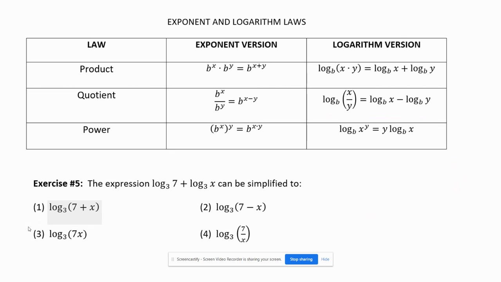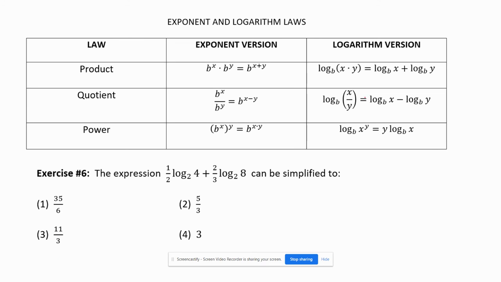Okay, one more. The expression log base 3 of 7 plus log base 3 of x can be simplified. So we see a plus here, so it's got to be the product law. So condense it, and that means we have to multiply these two numbers together. So it's just log base 3 of 7x.